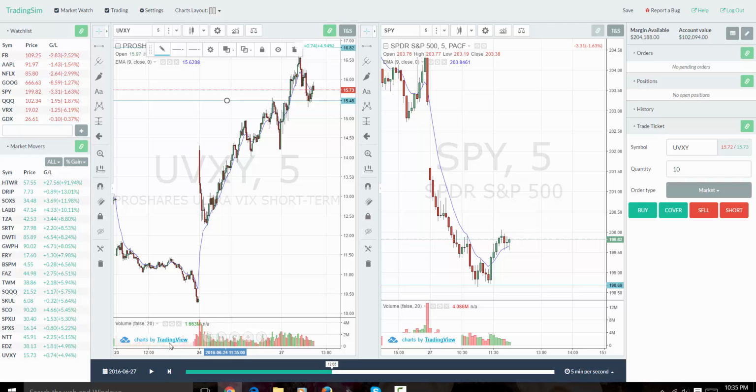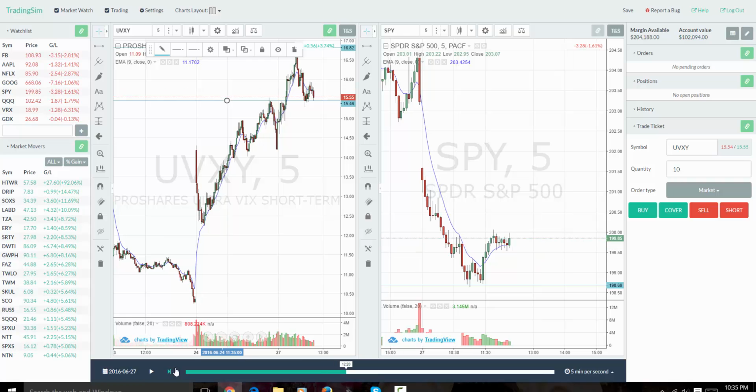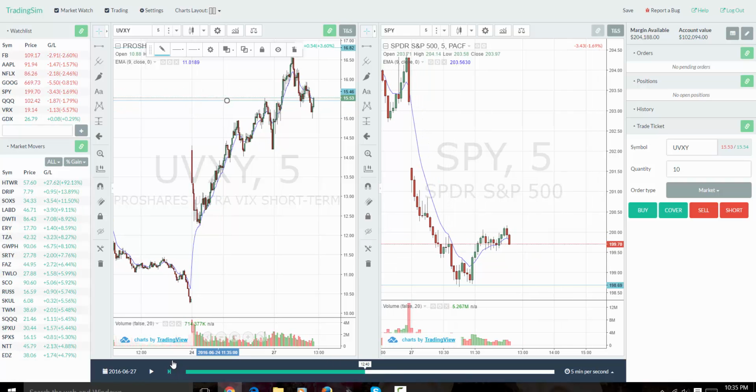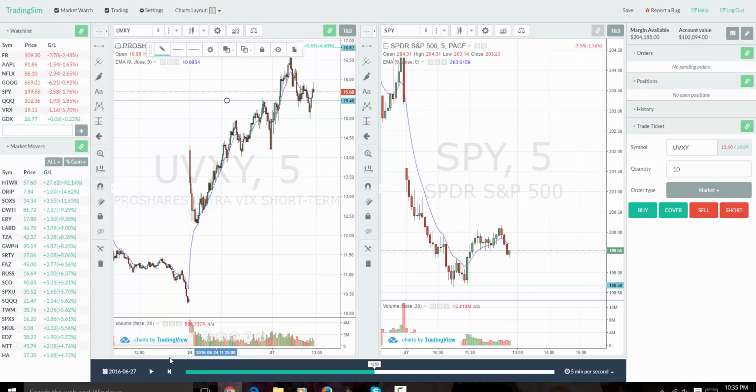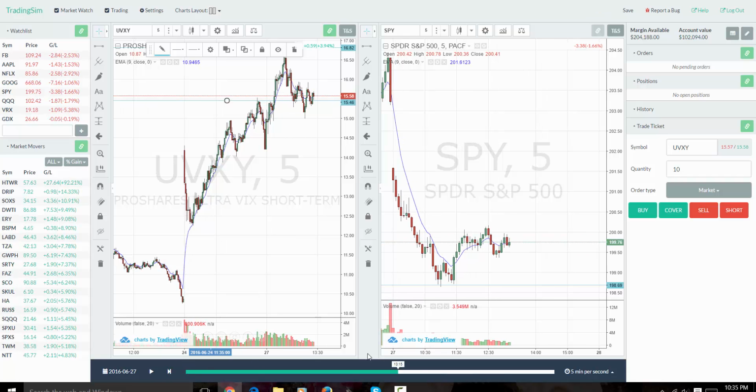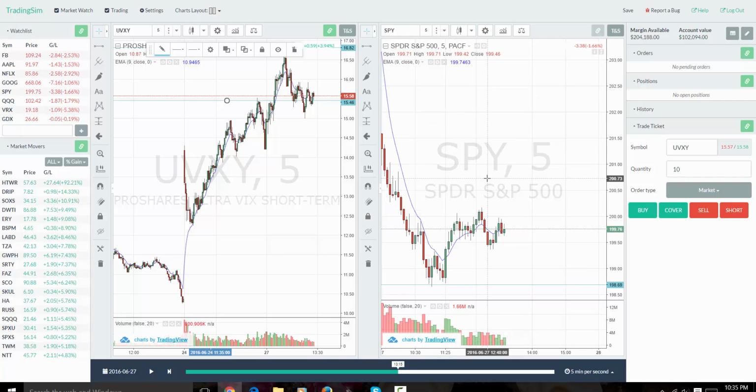We've already seen one big divergence. On a daily basis, this thing could not take out the previous highs on the UVXY, and that's a big divergence. And so as the S&P continues to move a little bit higher, this thing keeps going lower.